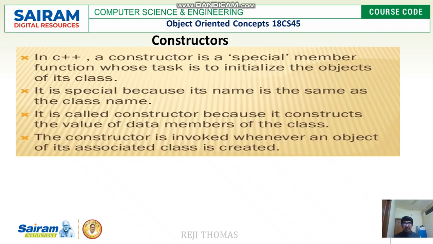We have seen classes with different kinds of members. We have seen data members. We have seen member functions. Now we are going to see a special member in a class, and we call it a constructor. The special thing about a constructor is that it has the same name as the class. So whenever you see a member in a class that has the same name as the class name, you should identify that it is a constructor.